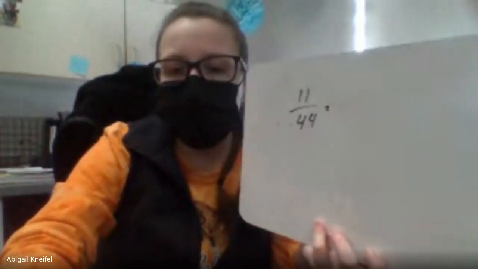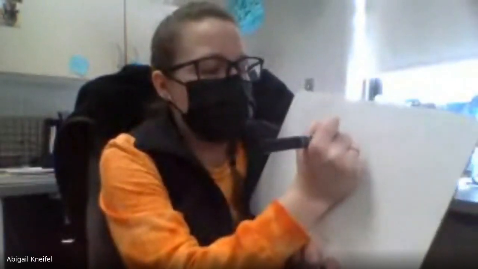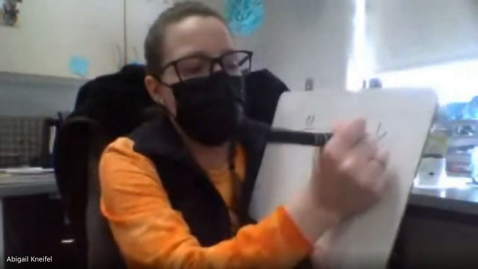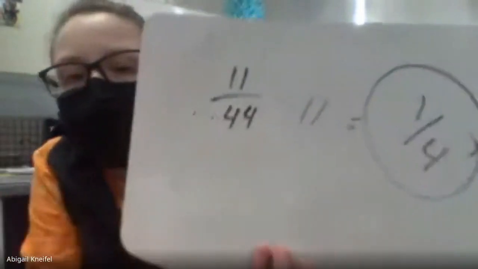All right. If you would like to tell me what number goes into 11 and 44, Rochelle, type it in the chat. What number goes into 11 and 44? 11 can go into itself, and it can also go into 44, which equals 1/4. Let me show your boards. Hey, you gotta erase through the black side, silly. Sorry. You should have gotten 1/4.